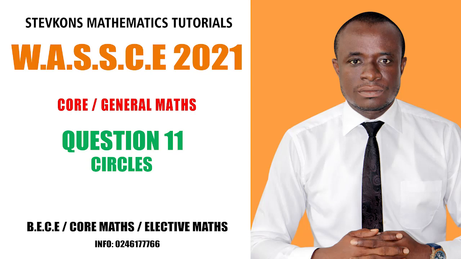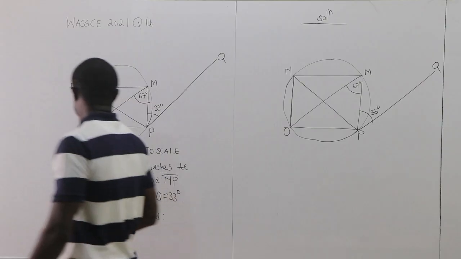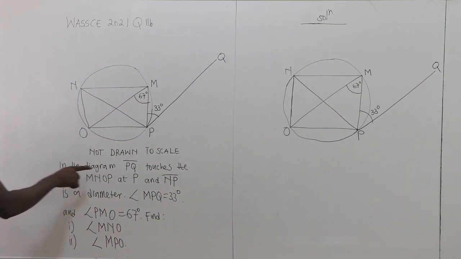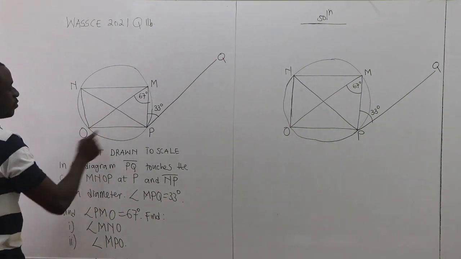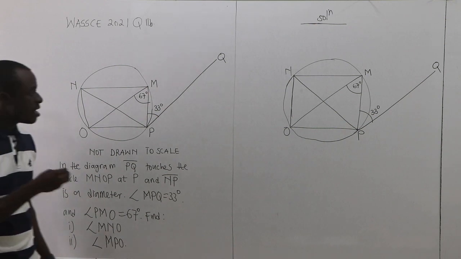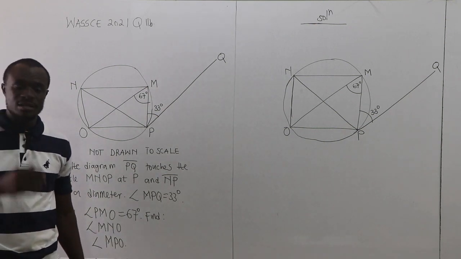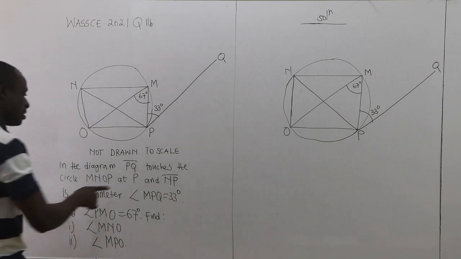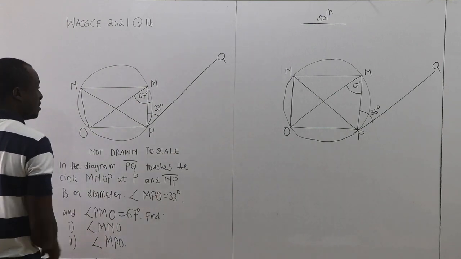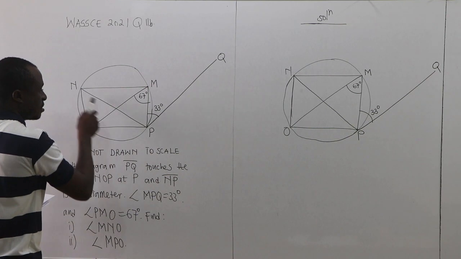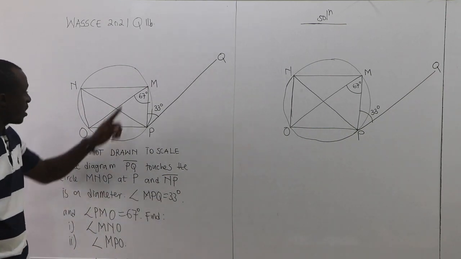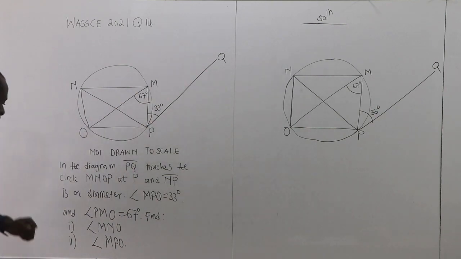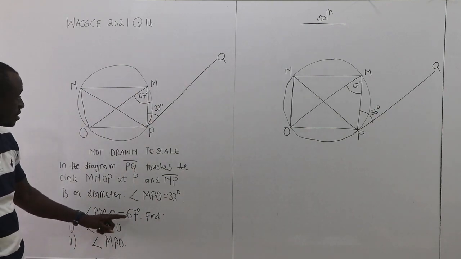WASSCE 2021 question number 11b, and this one is circle theorem, very easy. Now there's the diagram that we have here. You have been told in the diagram PQ touches the circle MNOP at P, and because it is touching it at a point, PQ becomes a tangent. Now we are being told that NP is a diameter. Now MPQ is 33 degrees, and then MPO is 67.